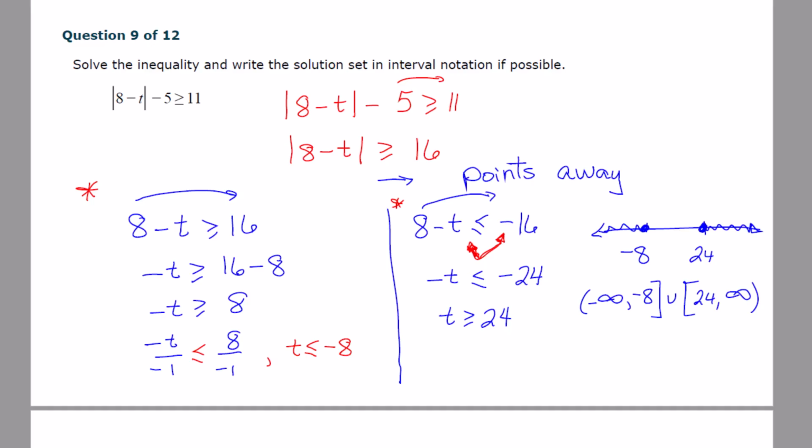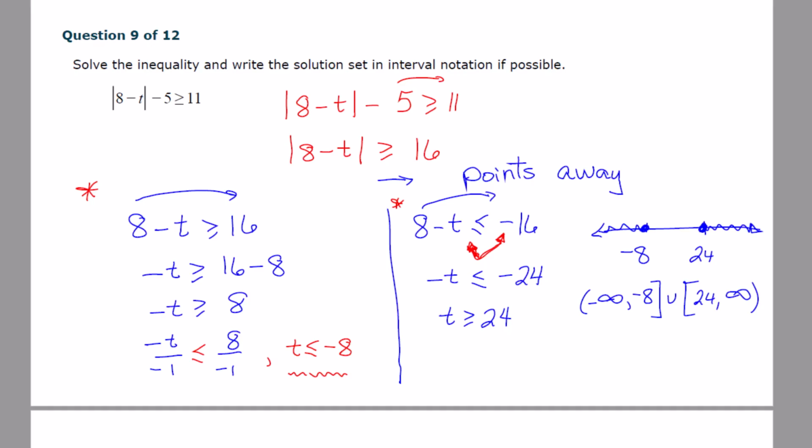I don't have t alone. It's a minus t, not just plain old t. And so to get rid of that minus, I'm either going to have to divide by minus 1 or multiply by minus 1. In either case, as soon as I do that, notice the inequality turns around. And so for the first part of my answer, I get all the t's smaller than minus 8. See, there it is there. Bracket because of the closed dot.